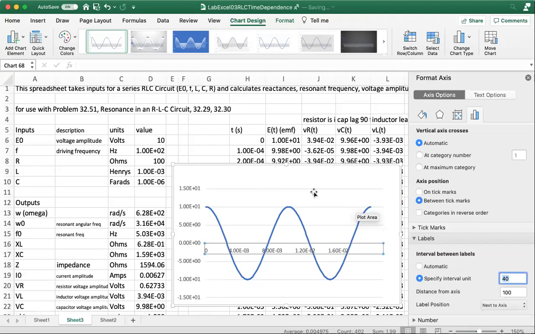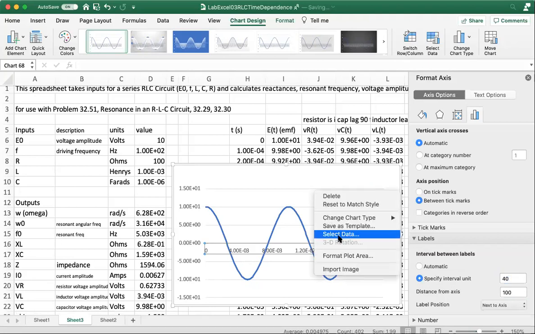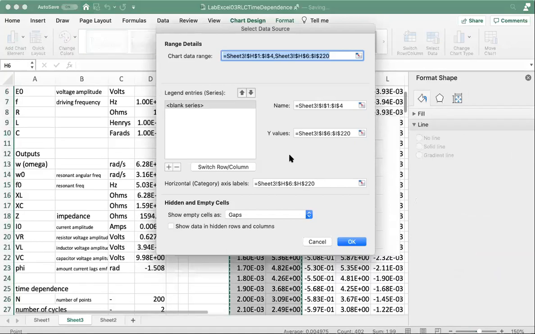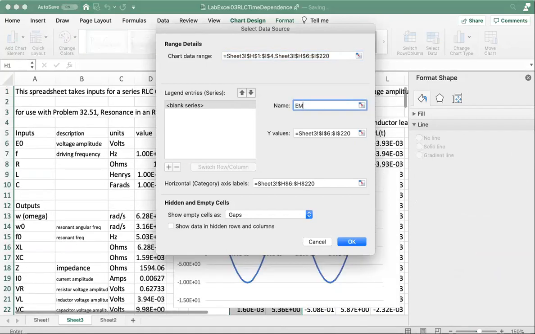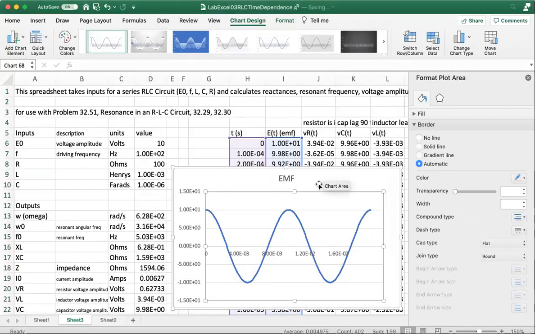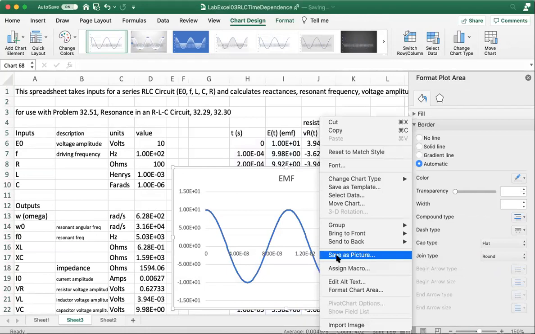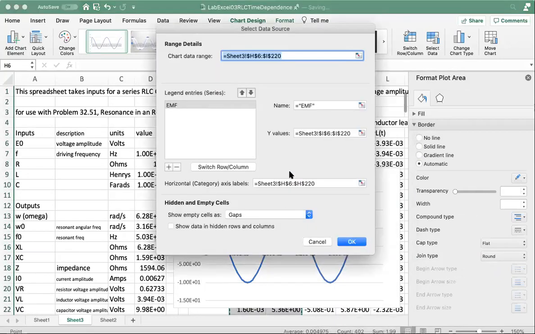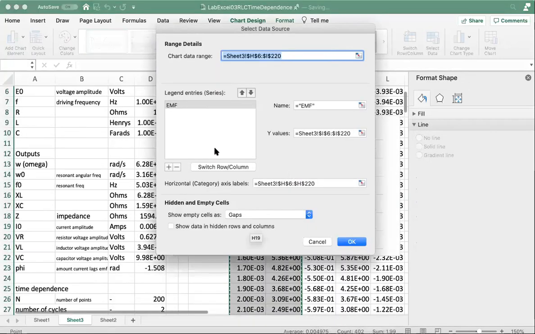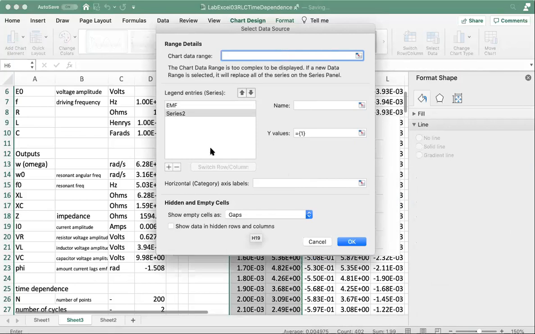So what I'm going to do is go to select data. So this blank series, I'm going to name it. I'm going to call this the EMF. All right, oops. I didn't want to leave there. I'm going to go back to select data. Select data is my favorite place. Okay, so now I want to add another series. So I'm going to do a plus sign here.